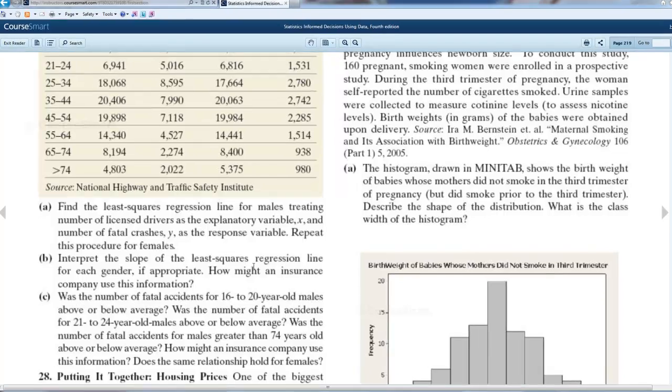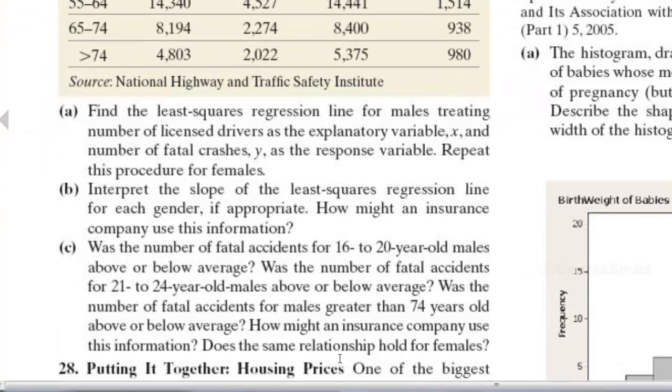Now they ask us to do the same thing for females, and there's a follow-up question here I probably should answer. It says, how might an insurance company use this information? Well, if you're an insurance company and you're looking at the data, you realize that for the young males, the incidence or the probability that they're going to have a crash is considerably larger. It's above average, so you charge them more. And it's below average for the males that are 74 or older, and so you'd charge them less. How to figure out exactly how to change what you're going to charge them, that's a subject for a different chapter, and we'll talk about that later, but that's all we can say right now.